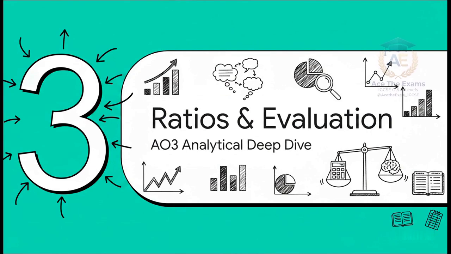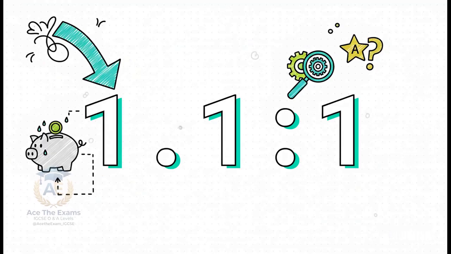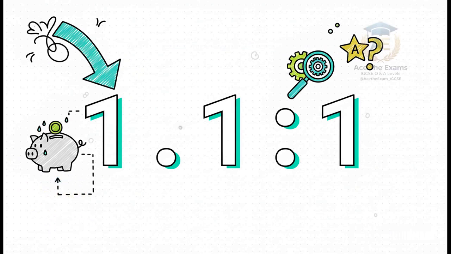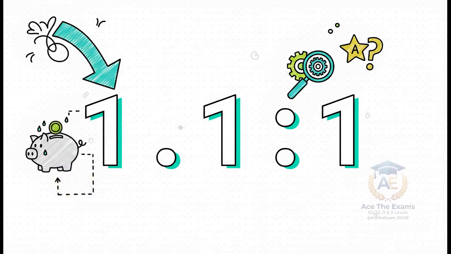Okay, let's move into our third segment, AO3, Ratios and Evaluation. This is our analytical deep dive. Let's say you're sitting in the exam and you're given a scenario where a business's current ratio plummets dramatically, falling from 2.5 to 1 all the way down to 1.1 to 1. Now, simply calculating that drop, that doesn't get you an A star. Identifying exactly what that ratio means for the underlying liquidity of the business, that is what defines top-tier AO3 analysis.